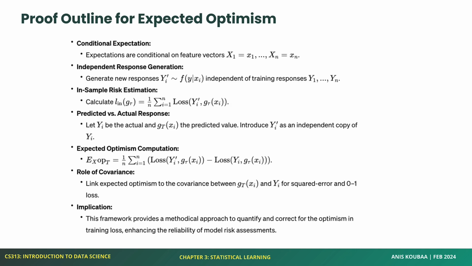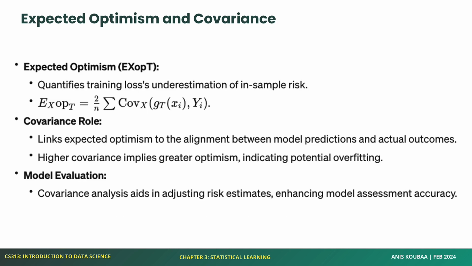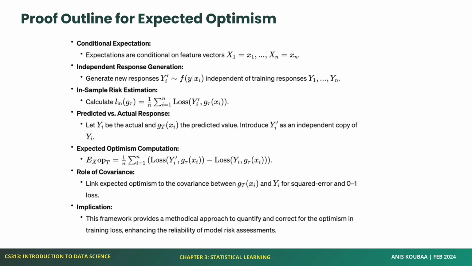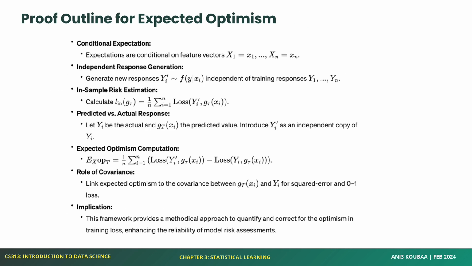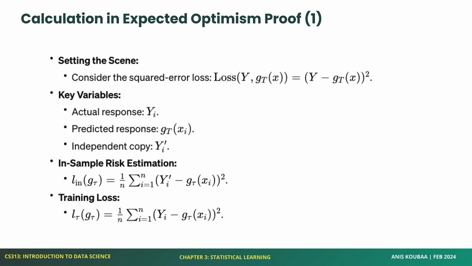Doctor, you mentioned previously that the covariance values are 0 or 1, right? Yes. How do we measure that there is a higher covariance? Yes, there is an equation for the covariance in statistics. Okay, so this is the proof here. I made the outline of the proof, and this is the calculation on how to prove the expected optimism.